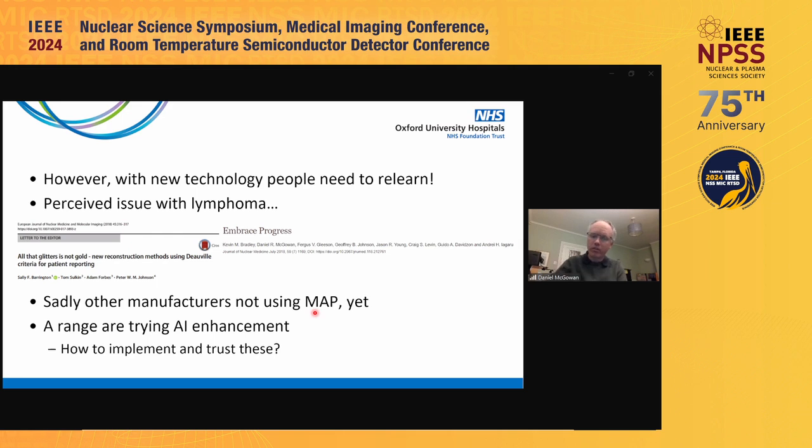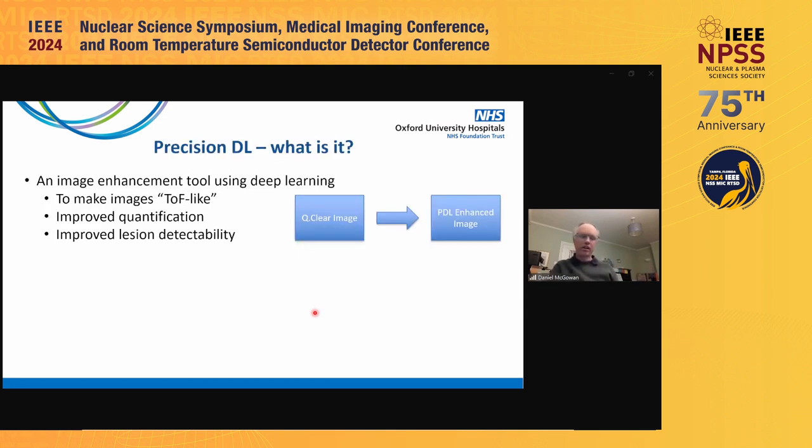However, we are getting quite a range using AI enhancement. So, to comment a bit on how we can implement and trust the AI enhancements in PET-CT within clinical practice, because again, it's slightly different to how we do the DGG MAP algorithms. So I'll talk about GE's Precision DL. This is their AI enhancement algorithm that they've used on their product now.